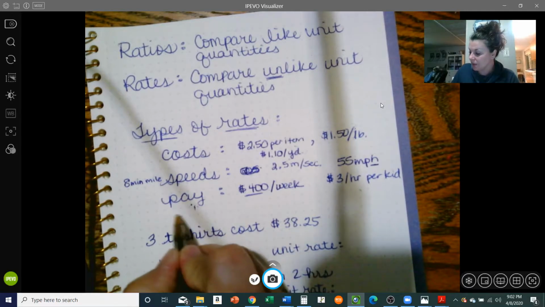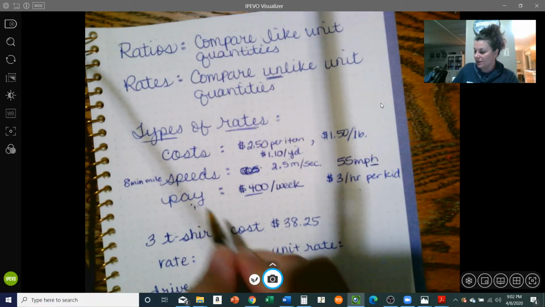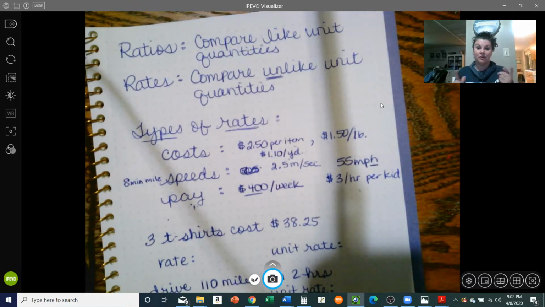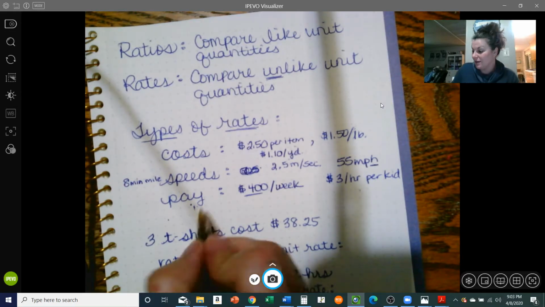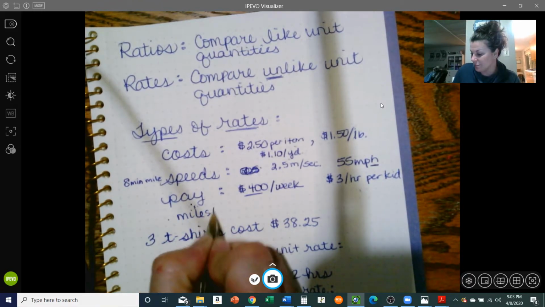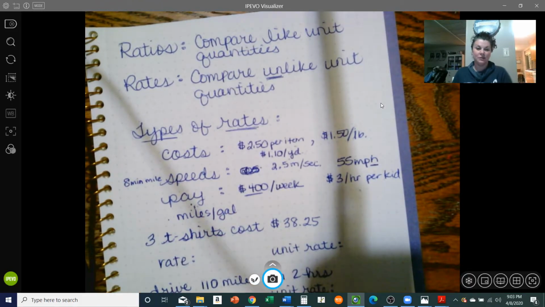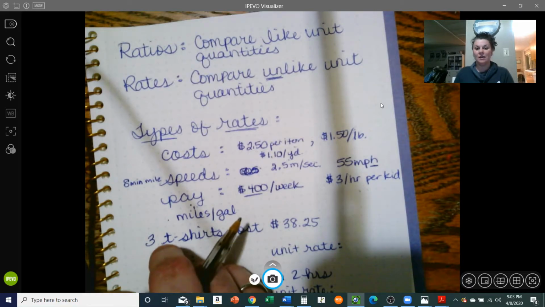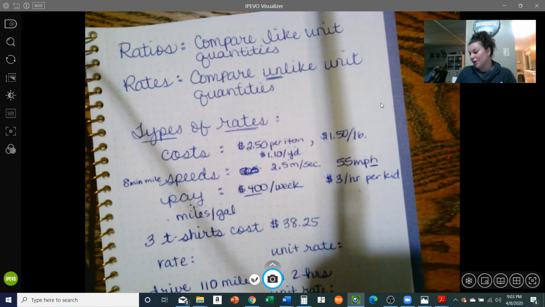Another rate that's common is having to do with your car. So we have costs like dollars per gallon for gas, and we have speed, miles per hour. But for your car, we also have miles per gallon. And so when somebody's talking about their mileage, like what kind of mileage do you get? What's that like in your car? And people are complaining about that. It's how many miles they can get on 1 gallon of gas.